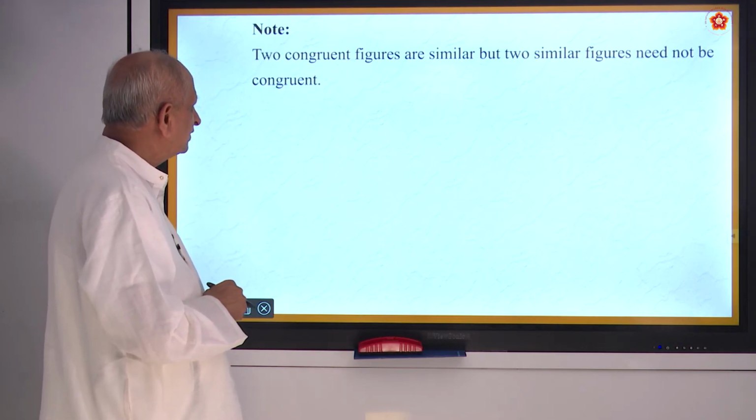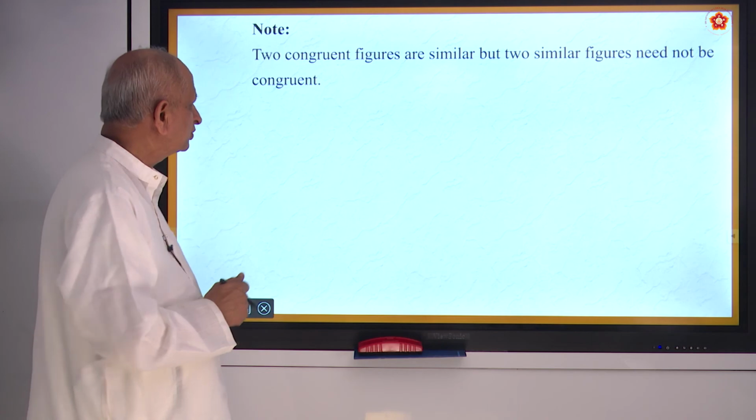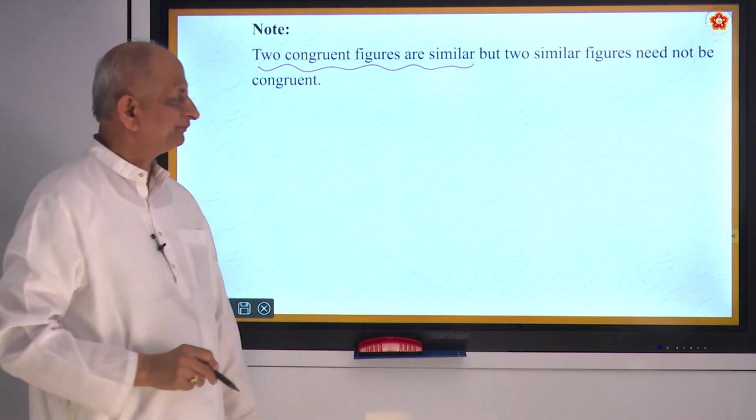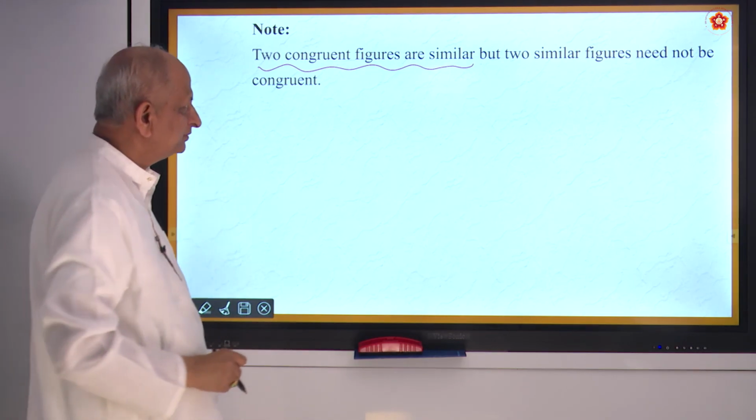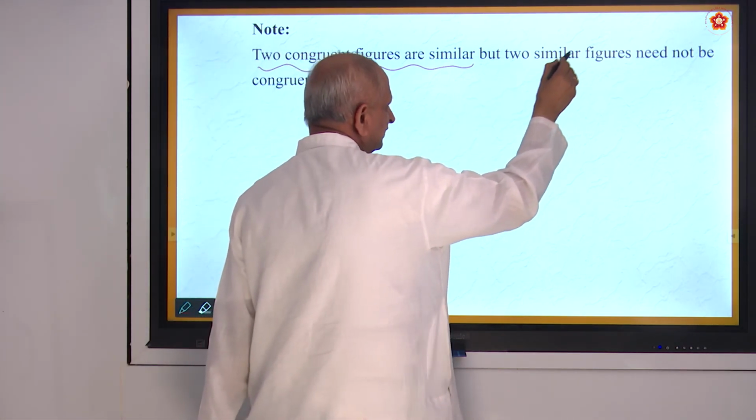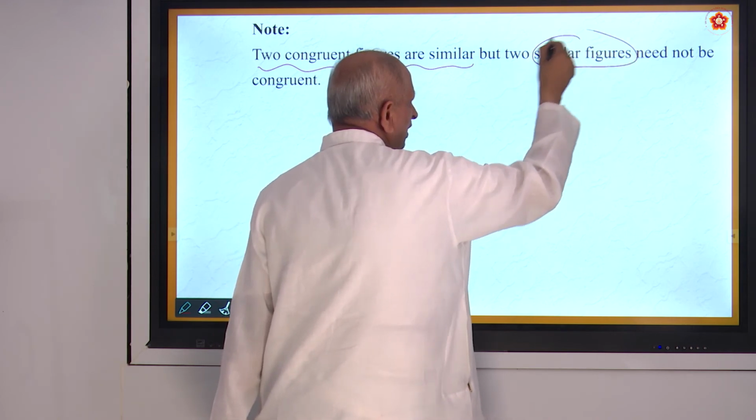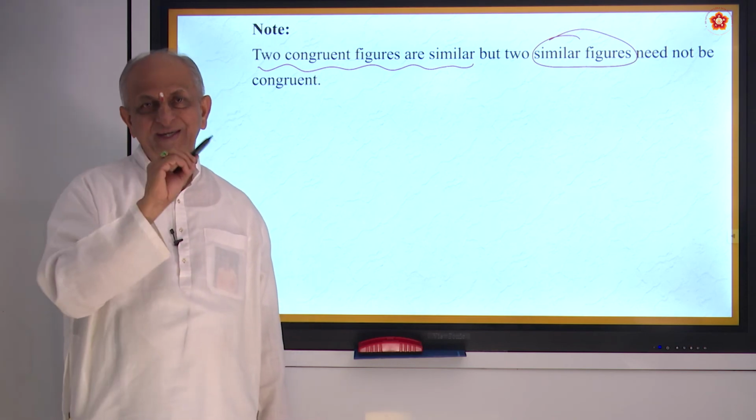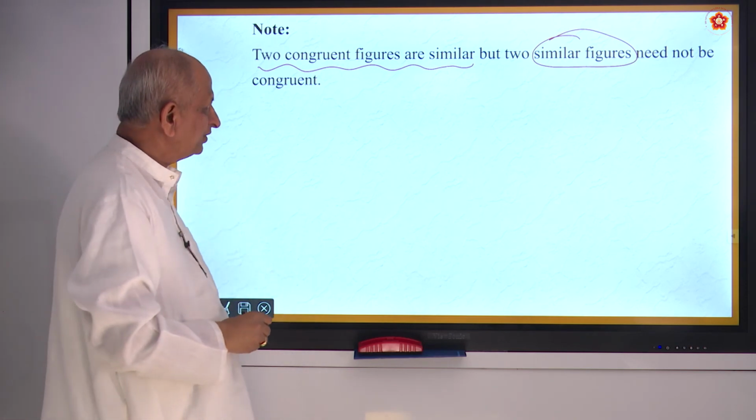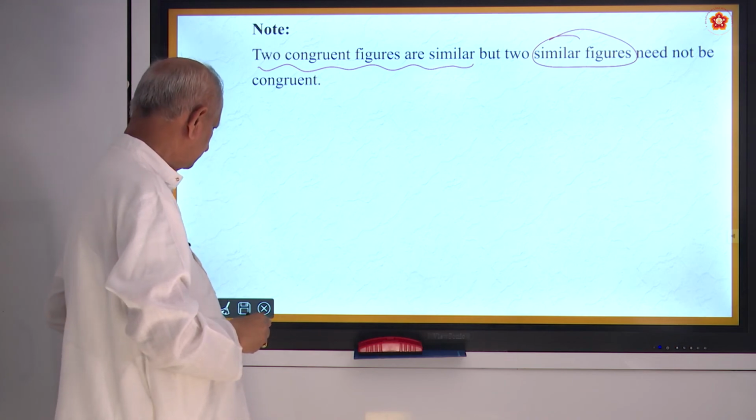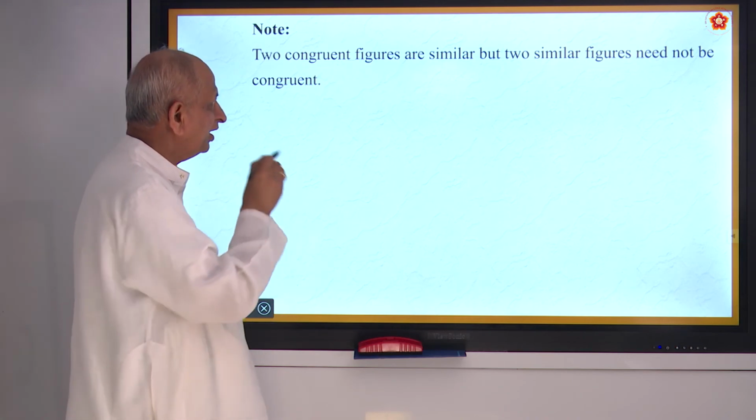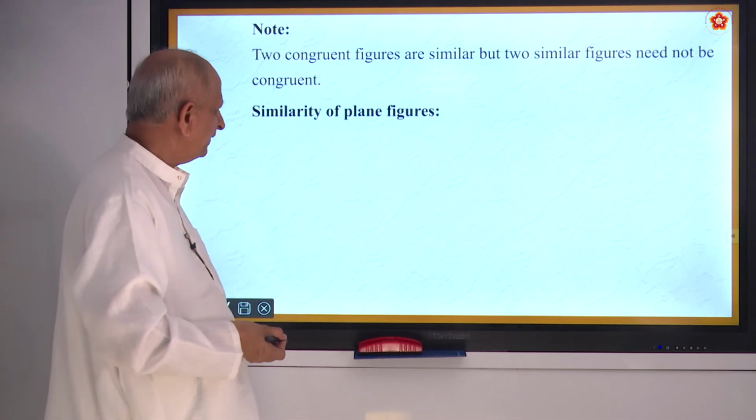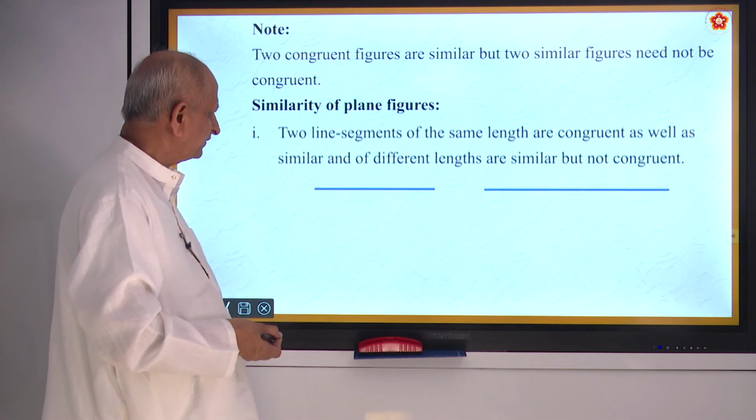Okay, now one important point you must note: two congruent figures are similar, but two similar figures need not be congruent because the sizes will vary. So they need not be congruent. So note the difference between congruent and similar. Followed?